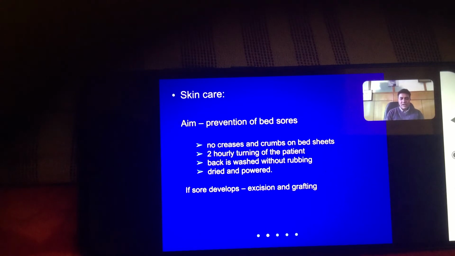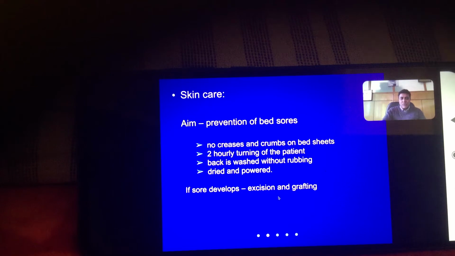And what are the other cares we must do? It's the skin care. Think, if you keep a patient for 6 weeks in one position, what happens? Skin will be destroyed. Bed sore occurs. So the main thing is to prevent the formation of bed sores, especially in a neurological deficit patient. Paraplegic patients won't be able to move by themselves. And our first job will be to prevent the patient from getting bed sores.